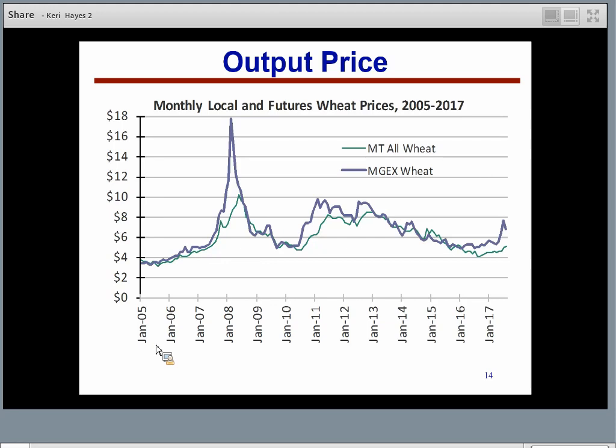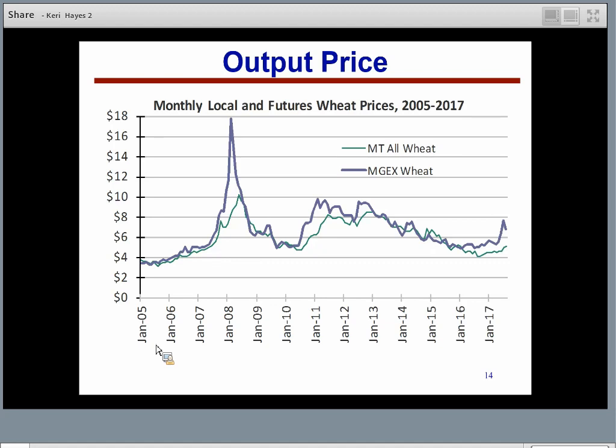So you can see the only difference, though, is that this isn't necessarily the price that you're going to receive for your wheat. You can see that the green line and the gray line are not exactly the same. They do tend to move together, but not all the time. We've seen, for the last couple of years, the Montana all wheat price has been substantially lower than the MGEX wheat price. And so we call that element basis risk there.